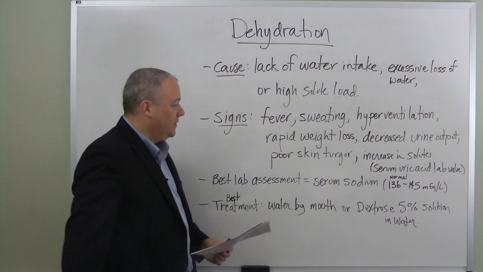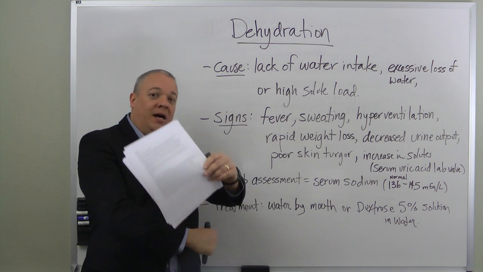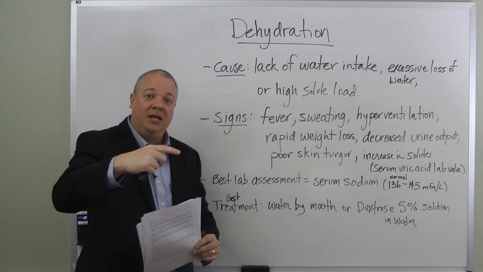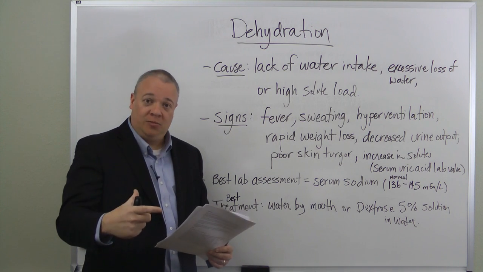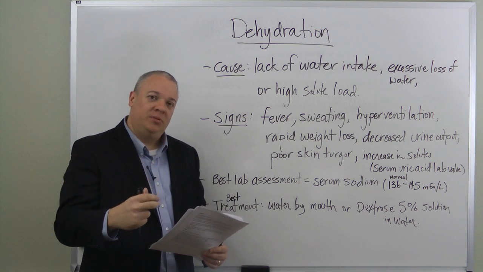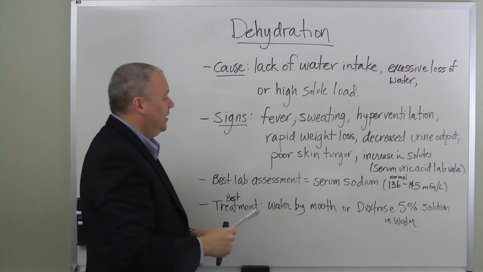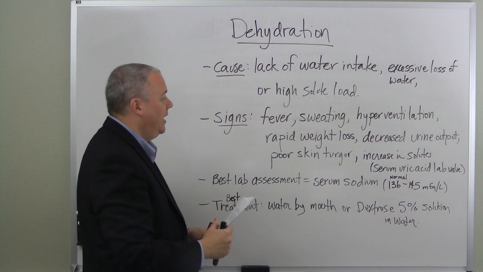Poor skin turgor. Skin turgor basically is if you pull up the skin on the back of your hand or behind the arm, you pull it up, tent it up, and let go. If you have good turgor, it goes back to its original place rapidly. If it goes back to its original position slowly, this is poor skin turgor. So with dehydration, poor skin turgor tends to be a sign of that.